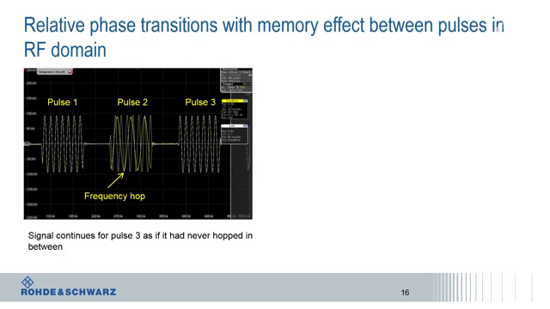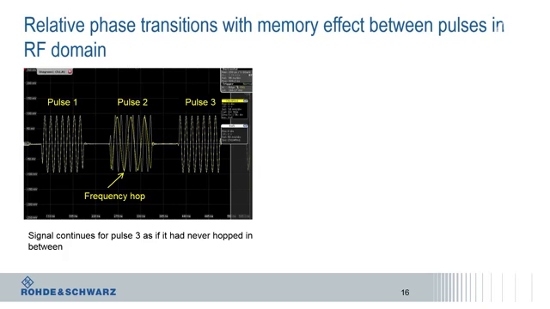On the left-hand side of the slide, you can see a screenshot. There are two traces. The white trace is a trace of a signal which is not doing any frequency hopping. The yellow trace is a trace where pulse 2 has a different RF frequency than pulse 1 and pulse 3. Now with the memory effect implemented in the software, we can preserve the phase for pulse 3 as if pulse 2 had never hopped away. So you see, for pulse 3, the signal is totally overlapping, so the phase value is preserved.